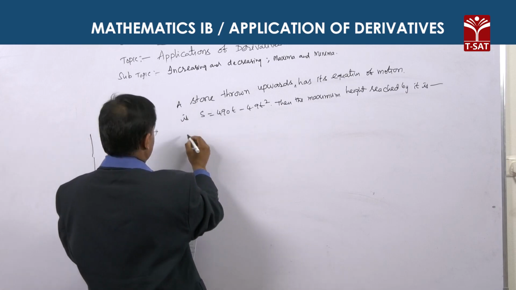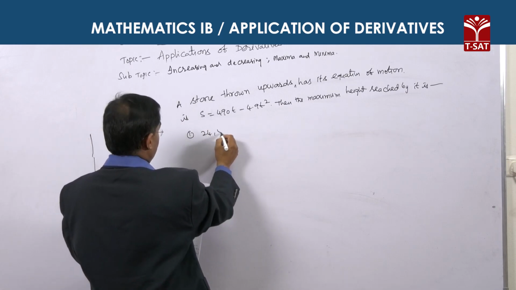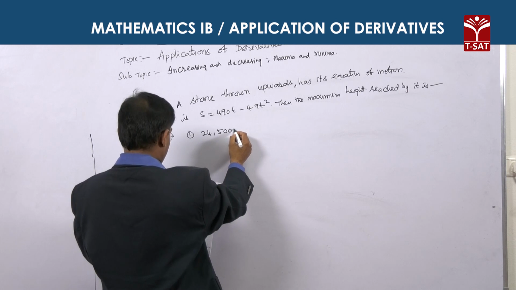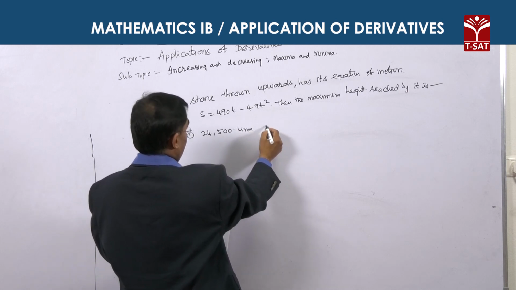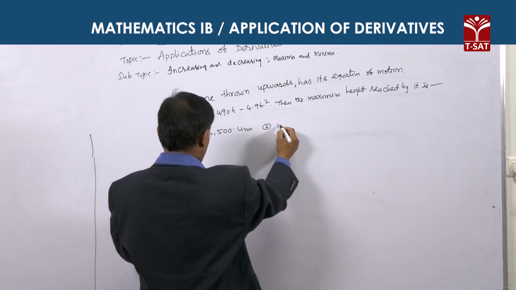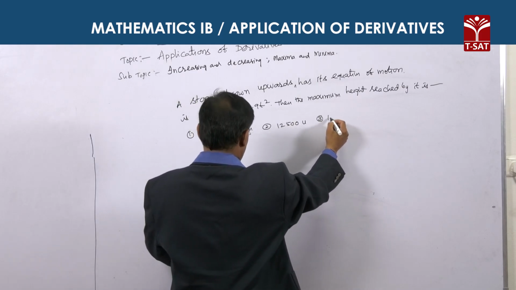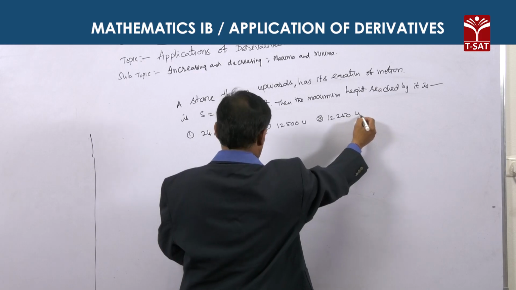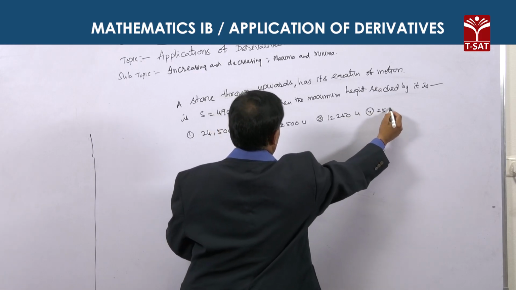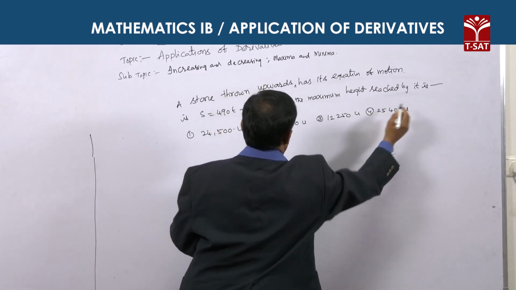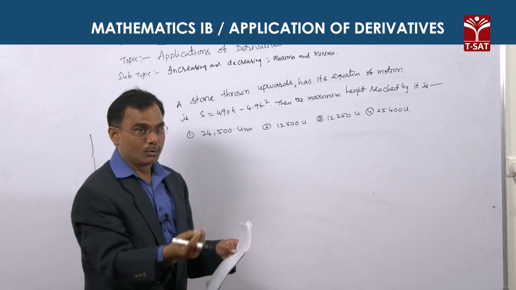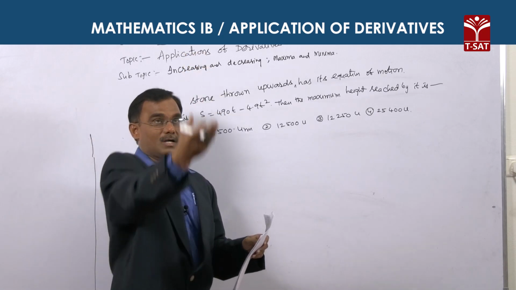Okay, the first answer is 24,500 units. Second answer is 12,500 units, and the third answer is 12,250 units, and the fourth answer is 25,400 units.